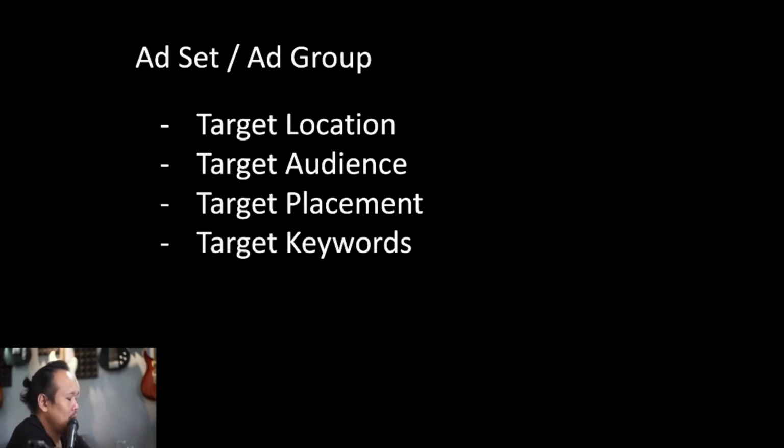Now, ad set, or ad group for Google, is the second level, and it's where you set your target audience, your target location, and your placements. You can also create custom audiences based on your email list of your existing customers and upload it on Facebook, which will target them.